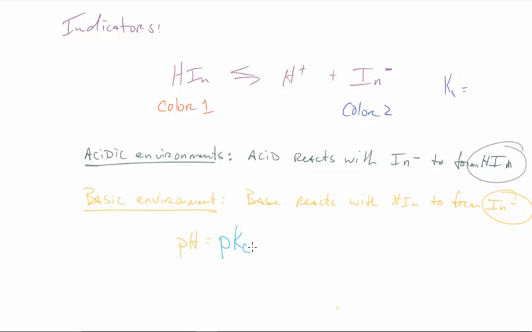Now, it's really important that I understand that when pH equals pKa, this is my half equivalence point, and the concentration of HIn is equal to the concentration of In minus, right? Conjugates are equal to each other at that half equivalence point.